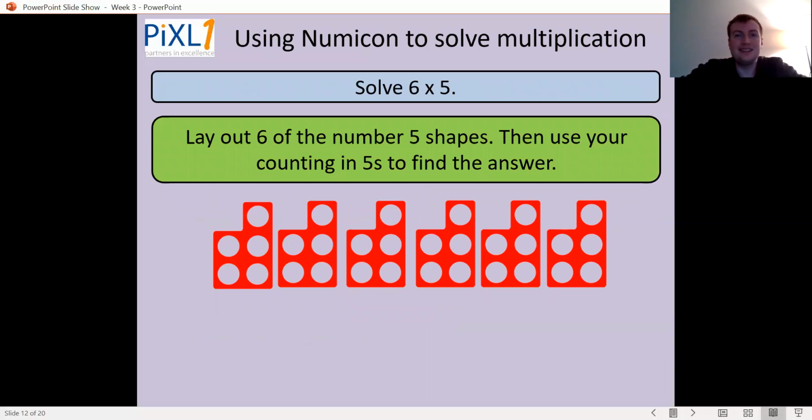Okay, so we've got 6 times 5. Numicon, if we were in school, we'd be using Numicon. You're at home, so maybe you could draw the Numicon. Draw the number 5 6 times, okay? And then just count in your 5s to find your answer. I'll give you a few minutes to do that. Pause the video, have a go. 6 times 5, what's the answer?